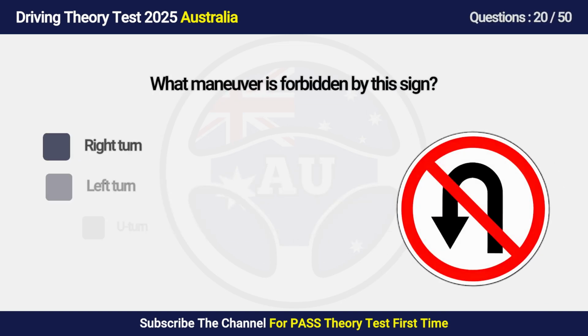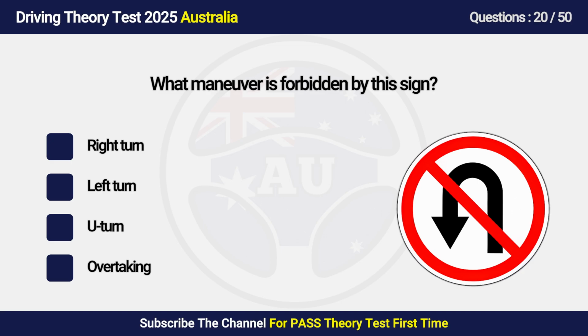Question 20. What maneuver is forbidden by this sign? A. Right turn. B. Left turn. C. U-turn. D. Overtaking.